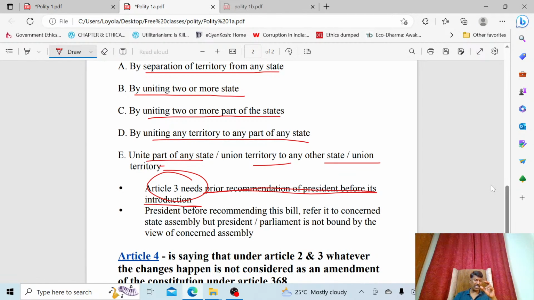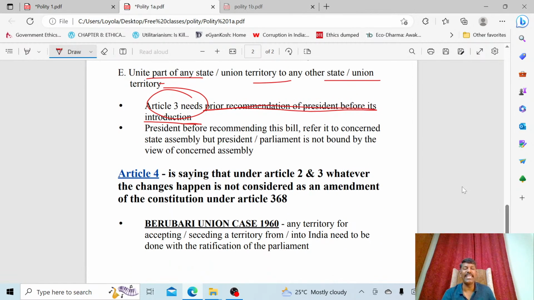But the constitution has clearly mentioned that whatever provision I make under Article 2 and 3 should not be considered a constitutional amendment under Article 368 of the Indian Constitution. So this is the most important thing. Altering the boundaries within and outside the country, by taking territory from outside and modifying inside, is not at all considered a constitutional amendment under Article 368 of the Indian Constitution.